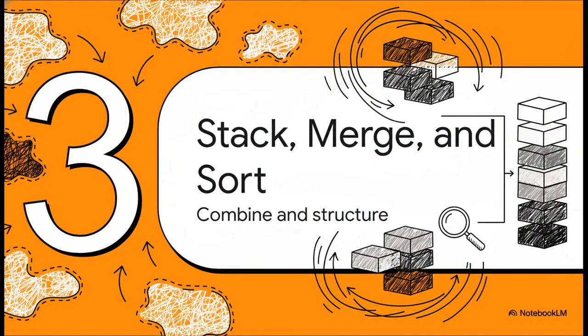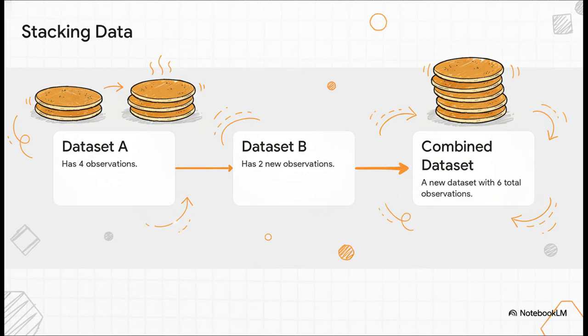Okay, that's all great, but what happens when your data isn't in one nice, neat file? I mean, let's be real, most of the time it's scattered all over the place, right? In different sources. And that's where knowing how to stack, merge, and sort your data becomes an absolutely essential skill. Stacking is probably the simplest way to combine data.